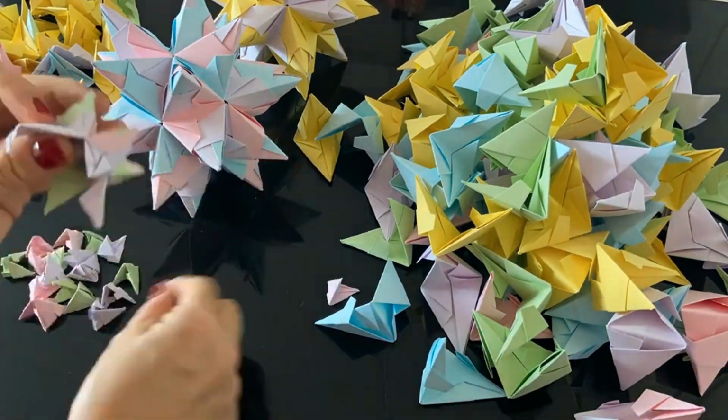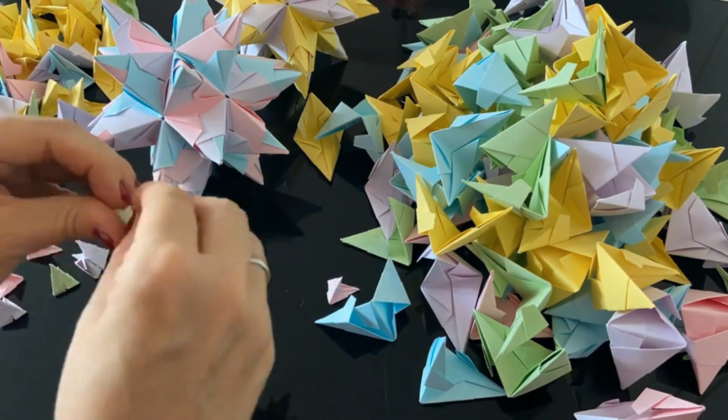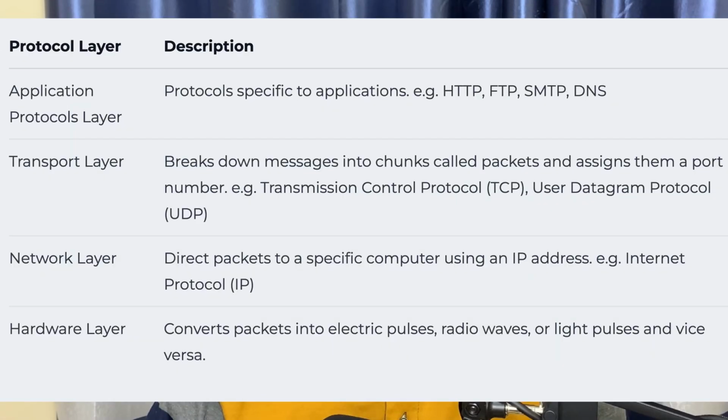When packets arrive at the destination computer, they start at the bottom of the network stack and make their way from the hardware layer upwards through to the application layer. The electric signals are converted into alphabetic text and reassembled back into their original form. Here's a summary of network protocol layers and their functions.